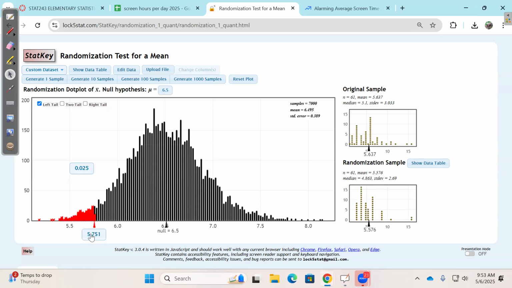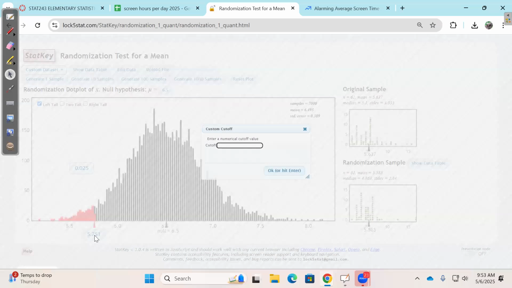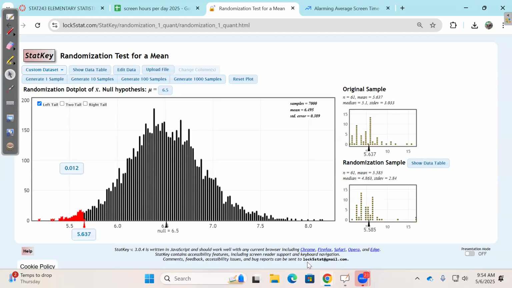And then is that number right there my sample mean? Nope. So I should plug the sample mean in. That's up here. StatKey doesn't do that automatically. So after I hit left tail, I click down there and type the sample mean, which is 5.67, and enter. StatKey tells me that about 1.2% of other samples are smaller. That's reasonably small, meaning this is far enough away.